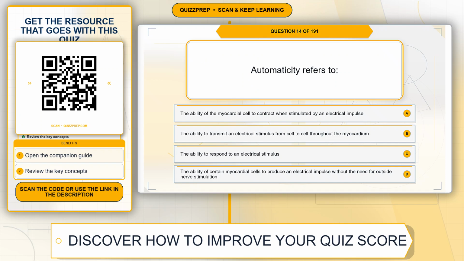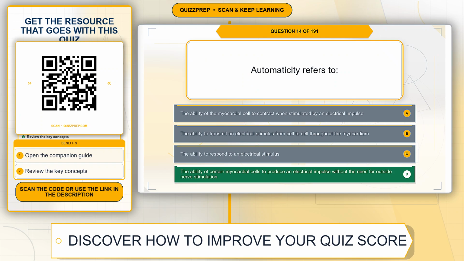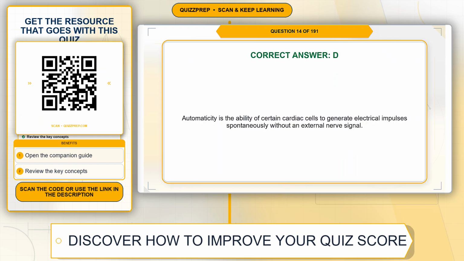Question 14. Automaticity refers to: Option A, the ability of the myocardial cell to contract when stimulated by an electrical impulse. Option B, the ability to transmit an electrical stimulus from cell to cell throughout the myocardium. Option C, the ability to respond to an electrical stimulus. Option D, the ability of certain myocardial cells to produce an electrical impulse without the need for outside nerve stimulation. The correct answer is option D. Explanation: automaticity is the ability of certain cardiac cells to generate electrical impulses spontaneously without an external nerve signal.